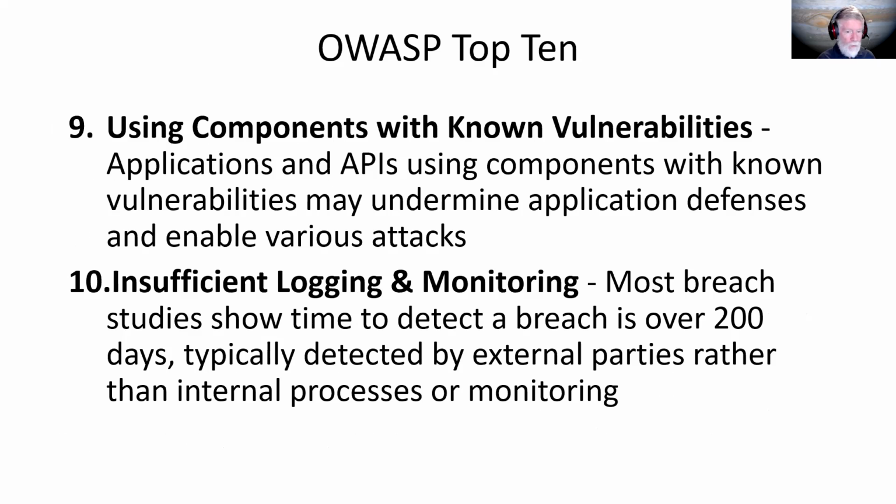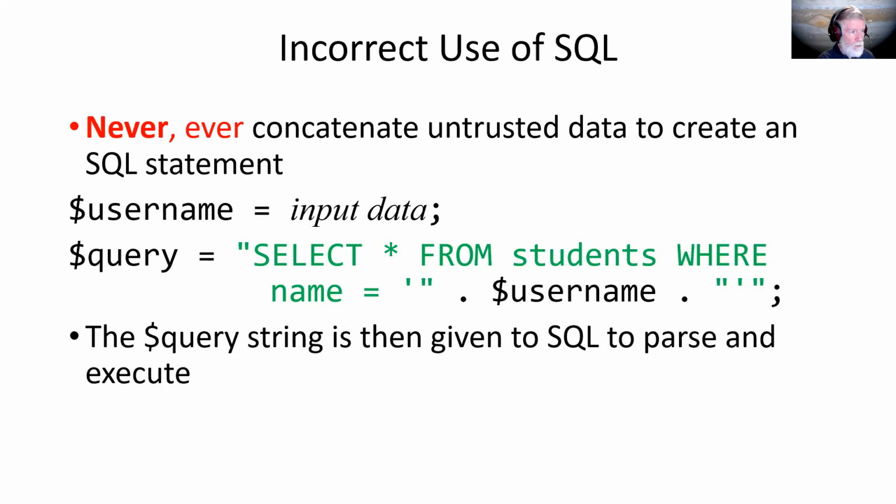Then using components with known vulnerability talks about using open source software, and then insufficient logging and monitoring. We haven't talked much about that, but that's very important. You need to turn on some monitoring so you know what's happening. It's interesting to note that the average time to figure out that you've been hacked is over 200 days. That's a long time. That's, what is that, 7 or 8 months later? So you get hacked and you don't know it. Okay, so let's talk about some of those. We'll start with them in the order we're given.